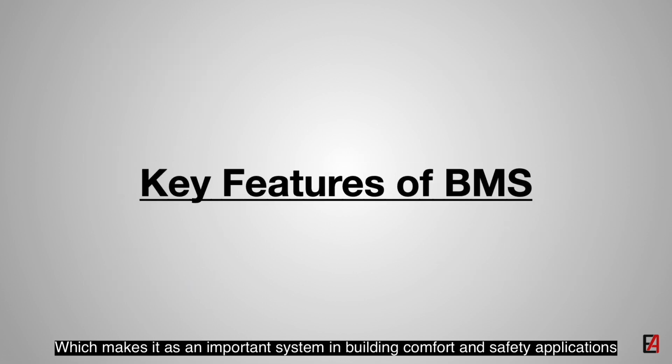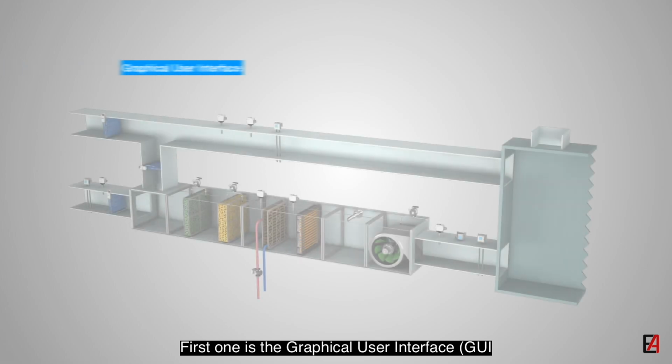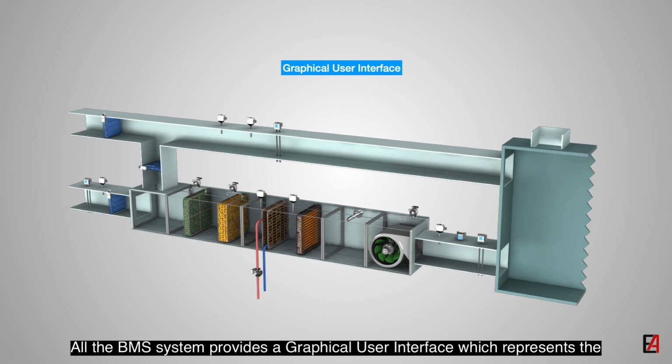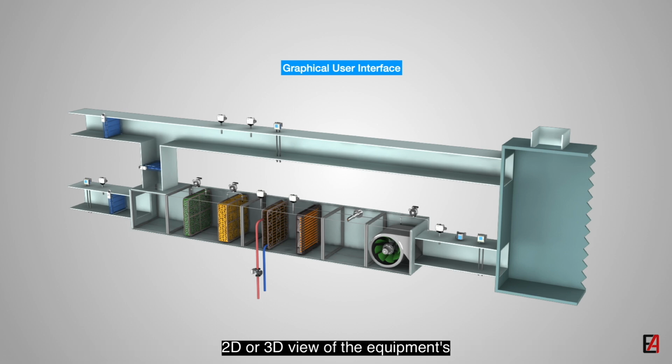BMS has many features, which makes it an important system in the building comfort and safety applications. Let's see some of the features here. First one is the graphical user interface. All the BMS systems provide a graphical user interface which represents a 2D or 3D view of the equipments. It also displays the sensors installed in the equipment.